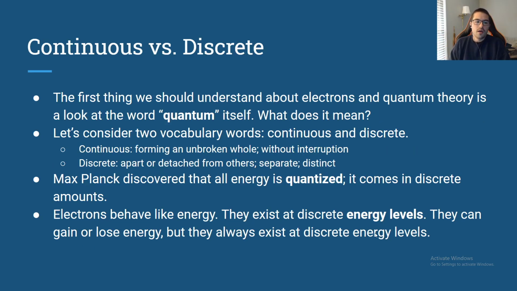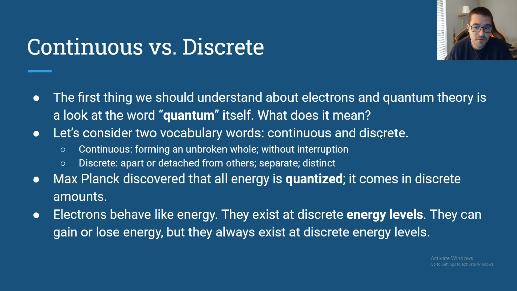So the first thing that we should understand about quantum theory and about electrons is what this word means, okay, quantum. All right, if we can understand what this word means, that's going to help us a lot, all right? So what does the word quantum mean? I'm not just going to give you a definition because that's not going to help. Instead, let's talk about these two words here, okay, continuous and discrete. If we can understand what these two words mean, then we're going to be able to understand what quantum means, all right? So two vocab words here, continuous and discrete.